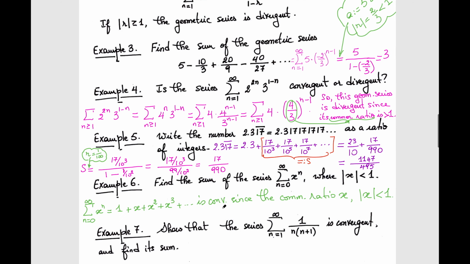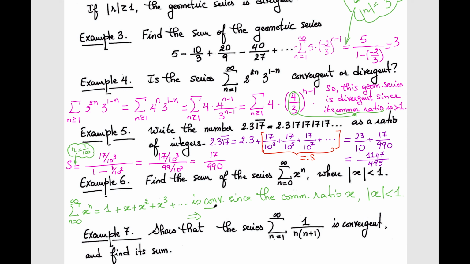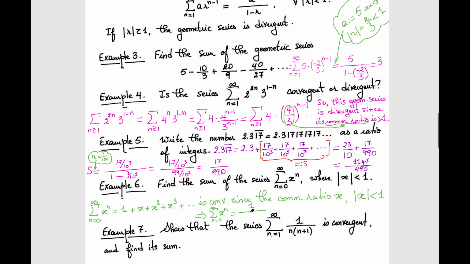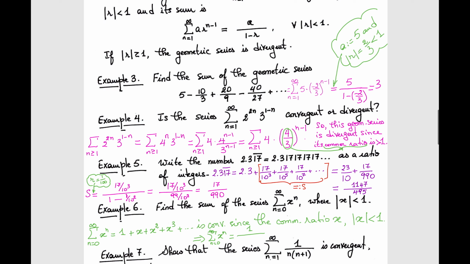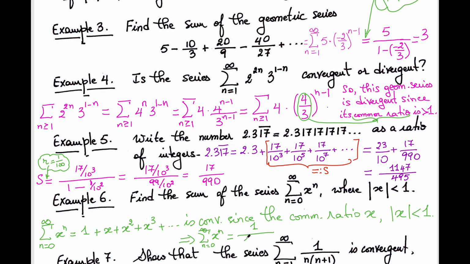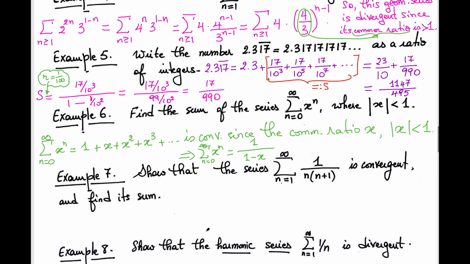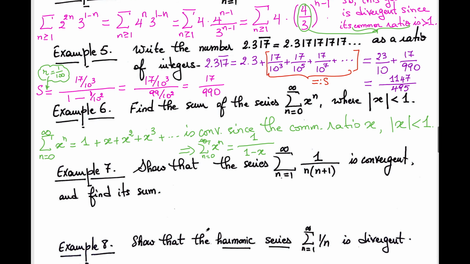What's the limit? So it follows that this sum is going to be the first term. What's the first term in this series? It is 1, divided by 1 minus the common ratio, right? It's the first term divided by 1 minus the common ratio. So the first term is 1, divided by 1 minus the common ratio, which is x. So you get 1 over 1 minus x, which is the sum. Okay. All right.